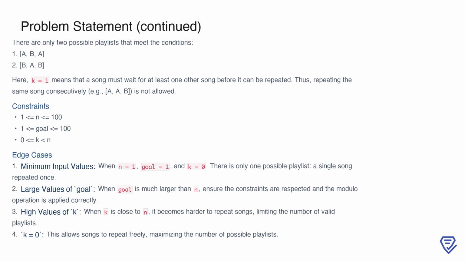Finally, let's review the constraints and edge cases. The constraints specify that n and goal can range from 1 to 100, while k is between 0 and n-1. Some edge cases to consider include when n equals 1, goal equals 1, and k equals 0, where there is only one possible playlist consisting of the single song. When goal is much larger than n, it becomes increasingly challenging to create valid playlists, especially with higher values of k. On the other hand, when k equals 0, songs can repeat freely, leading to the maximum number of possible playlists. These factors must be taken into account when designing a solution for the problem.